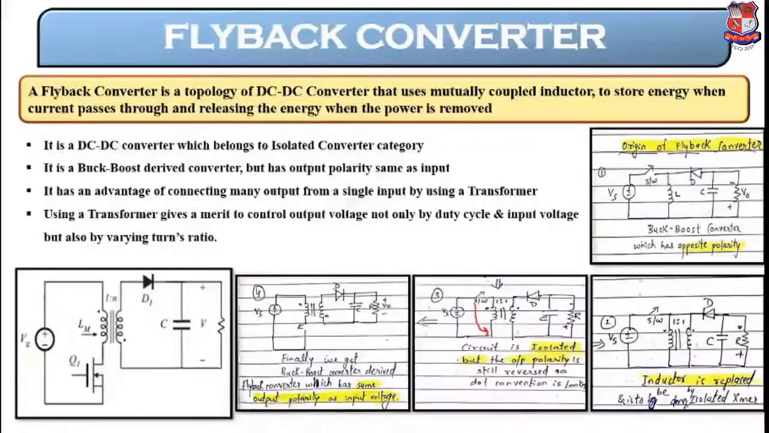Where the dot polarities are changed, the direction of the diode is also changed. After doing this, you can say that the polarity at the output is positive. It means it is the same as the input polarity. So this is how the flyback converter was obtained.